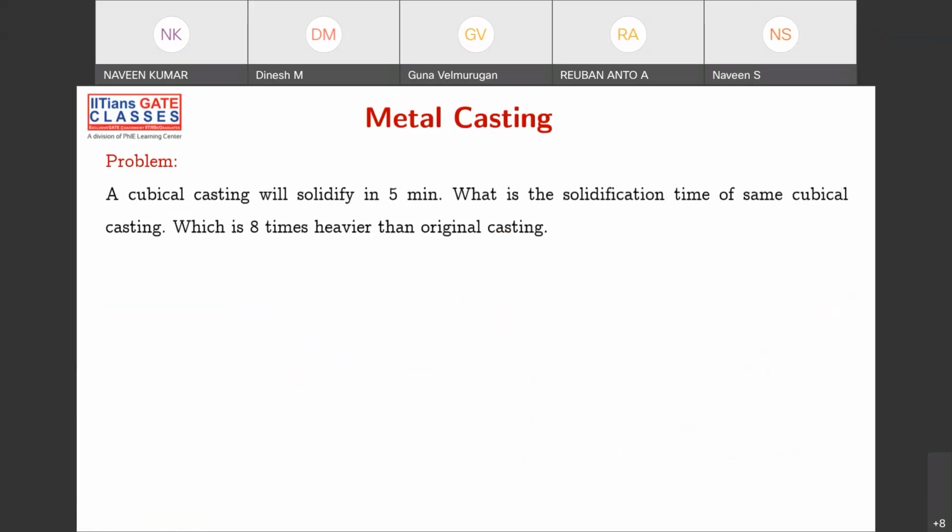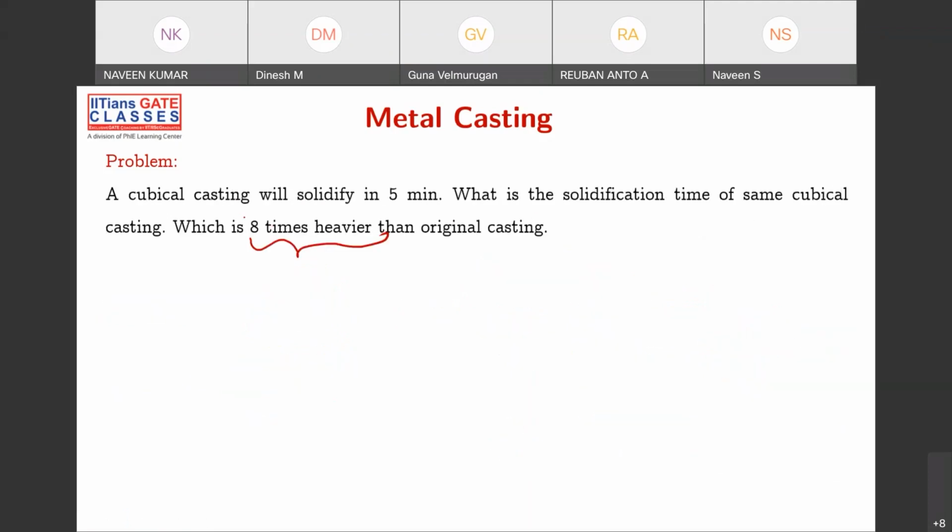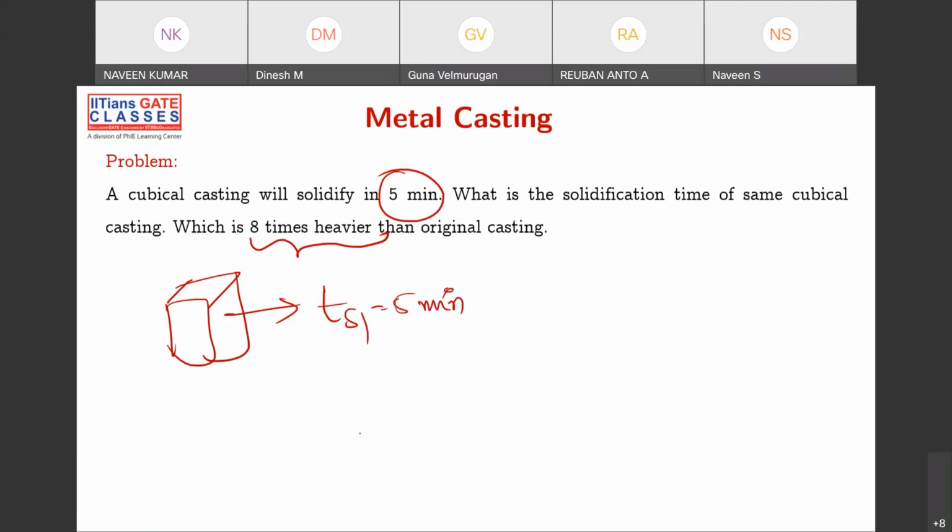Same thing here, they have given 8 times heavier. Instead of writing the radius, they doubled it. Here they are saying the cubical casting will solidify in 5 minutes. What is the solidification time of the same cubical casting if it is 8 times heavier? So this is case 1. In case 2, if this cube has mass m, then m2 is 8 times m1. What is Ts2?